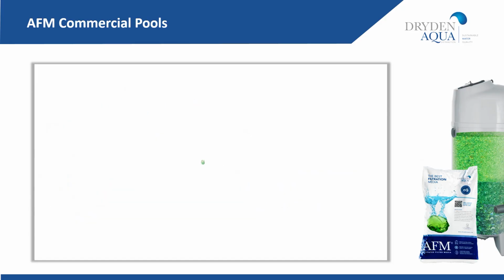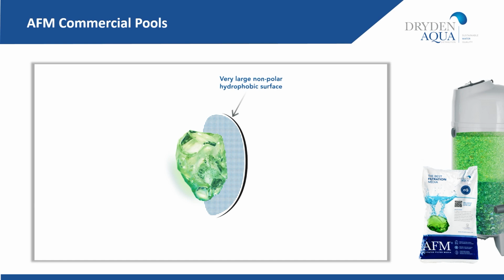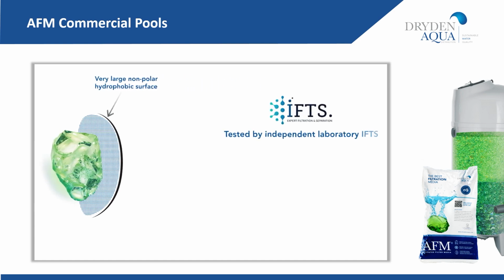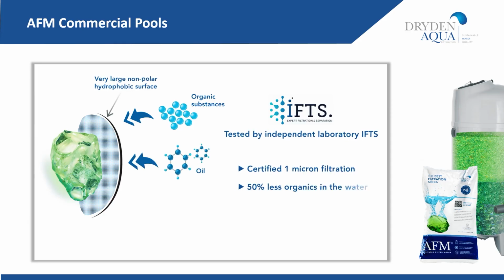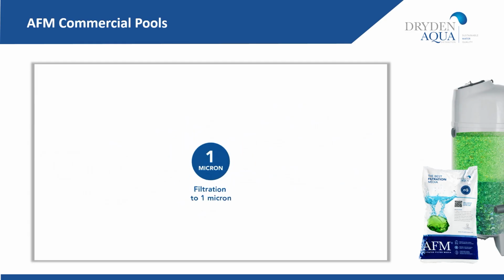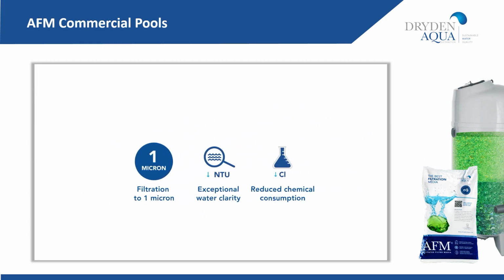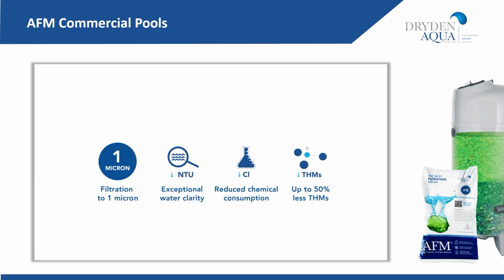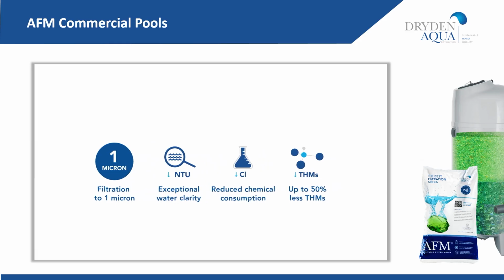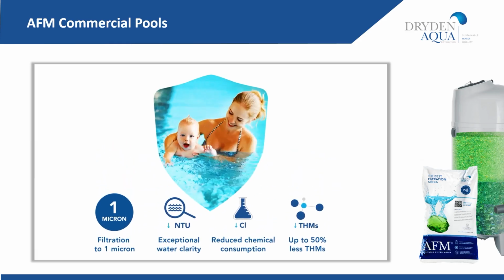And there's more. Our activation process significantly increases the surface area of AFM and makes it hydrophobic, allowing it to filter much finer particles down to 1 micron and remove up to 50% more organic substances than sand and other filter media. This dramatically reduces water turbidity, lowers chlorine demand, and minimizes the formation of harmful THMs like chloroform, essential for protecting vulnerable swimmers such as pregnant women, babies, and children.